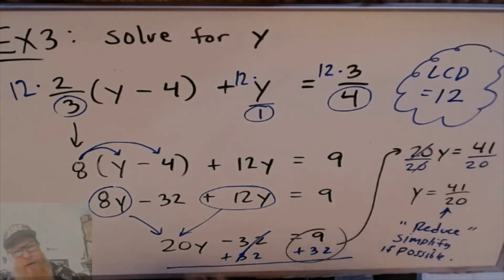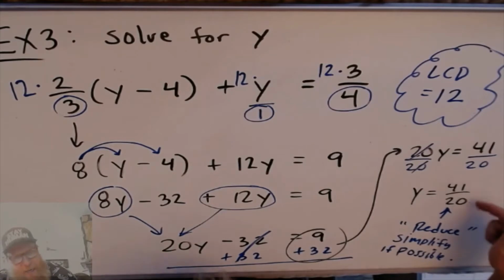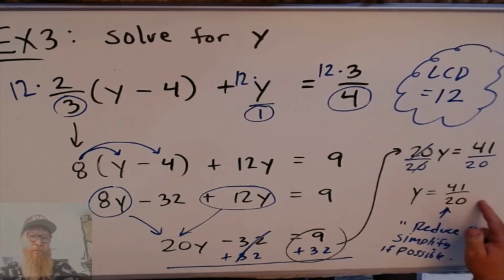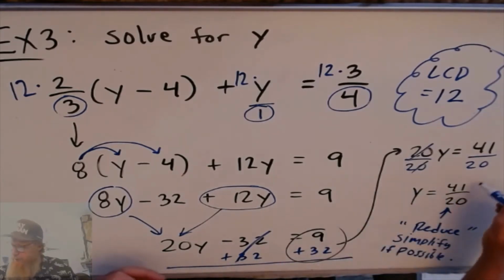You want a quick one second review of a reducible fraction? If the numerator and the denominator have a common factor, then it's reducible. These have no common factor, so we are done.